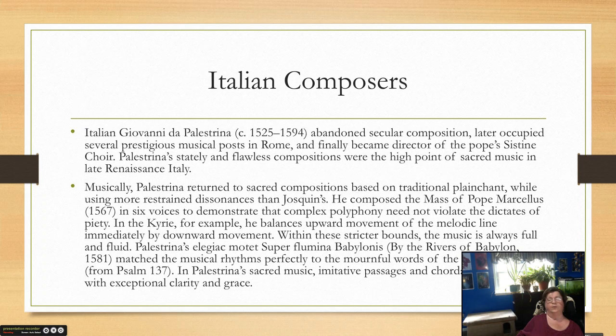In the Kyrie, for example, he balances upward movement of the melodic line immediately by downward movement. Using these stricter bounds, the music is always full and fluid. Palestrina's elegant motet, Super Flumina Babylonis, By the Rivers of Babylon, matched the musical rhythms perfectly to the mournful words of the biblical text from Psalm 137. In Palestrina's sacred music, imitative passages and choral phrases blend with exceptional clarity and grace. And he found this kind of way to mingle music with sacred text.